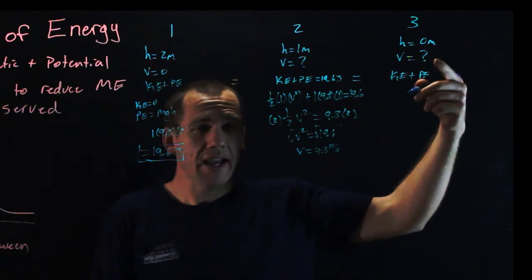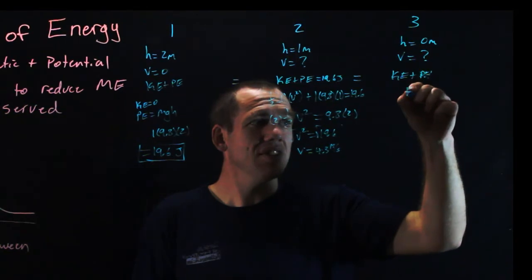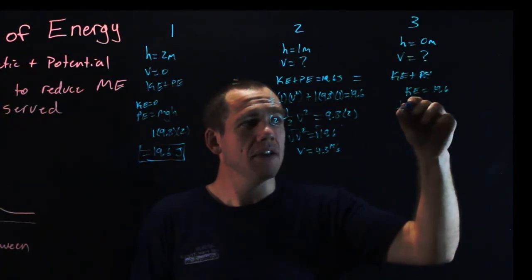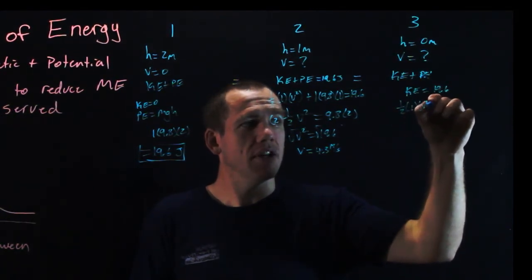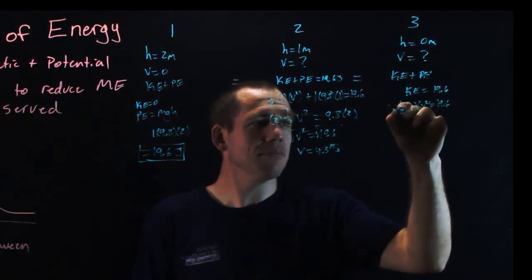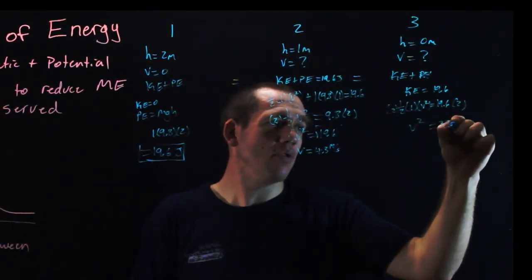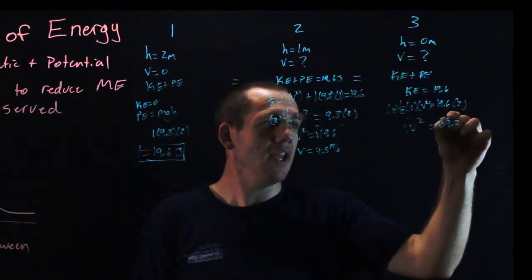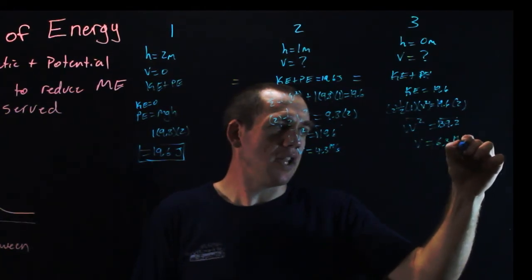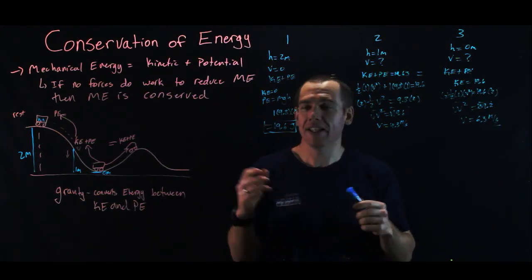At the bottom, we have the same process, except now our height is 0, so our potential energy is 0, which means I can just say my kinetic energy is equal to 19.6 joules, and so I have 1/2 times 1 times v squared is equal to 19.6. Again, I'm going to multiply by 2 to clear that fraction, times 2 times 2, and I get v squared is equal to 39.2, and so square root both sides, and I get v is equal to about 6.3 meters per second.